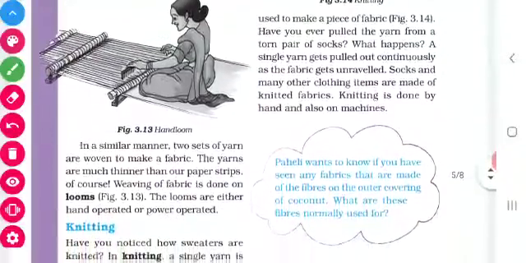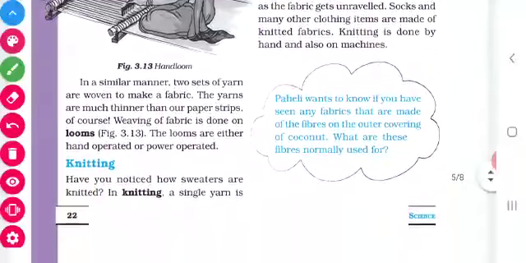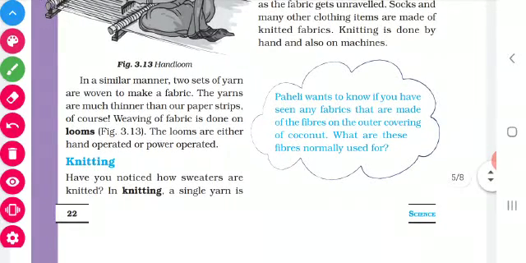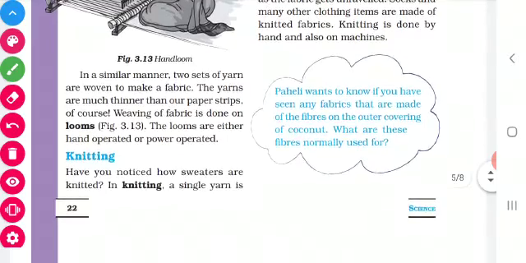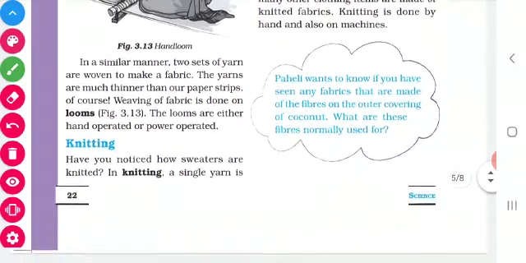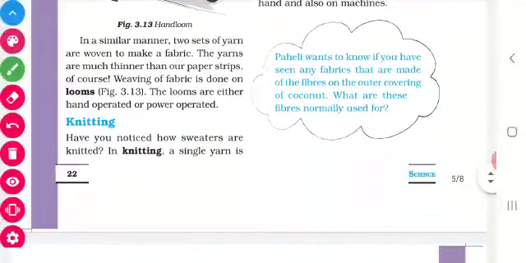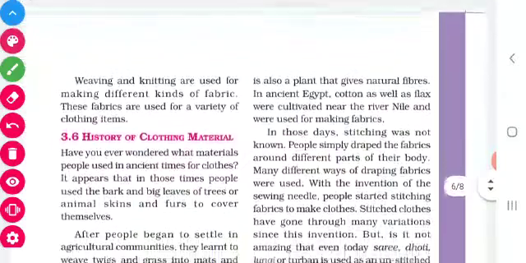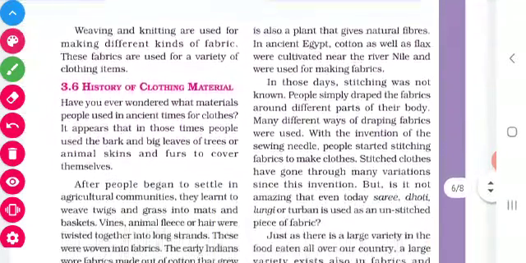Now Paheli's question: Paheli wants to know if you have seen any fabrics made of the fibers from the outer covering of the coconut. We also get fibers from the outer covering of the coconut. Are we using these fibers for fabrics? It is used in the preparation of mats and ropes, isn't it? Now with the help of weaving and knitting we are getting fabric.